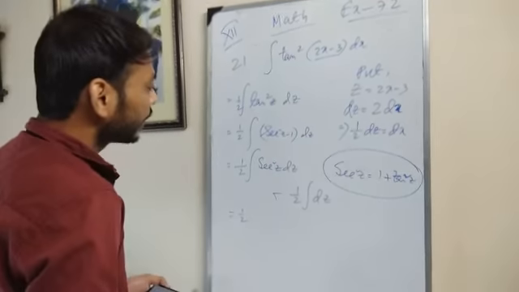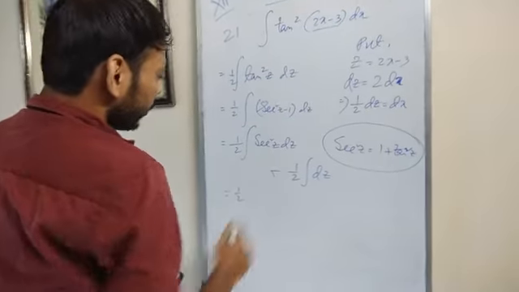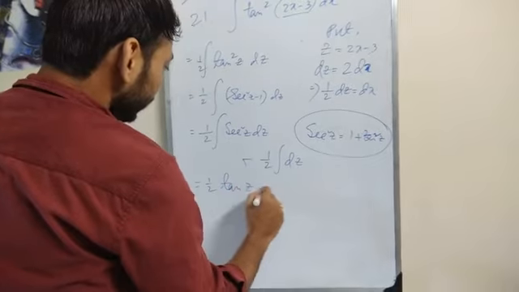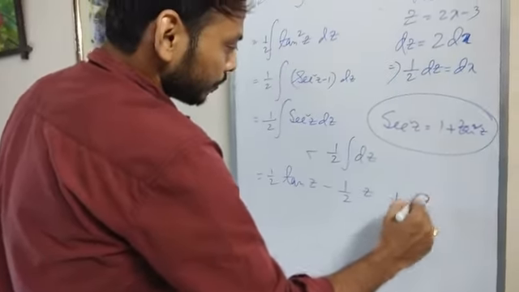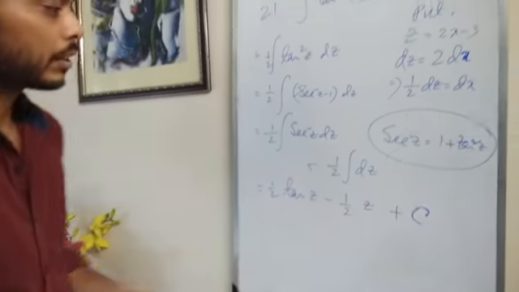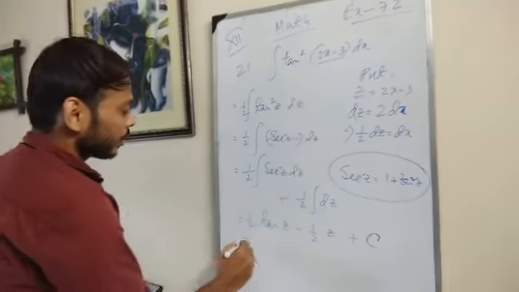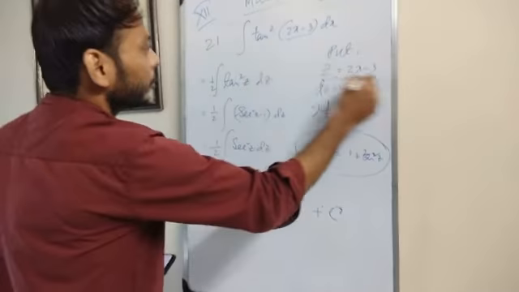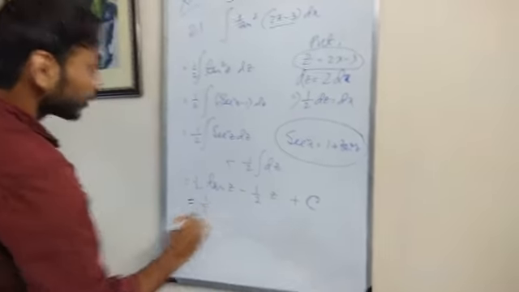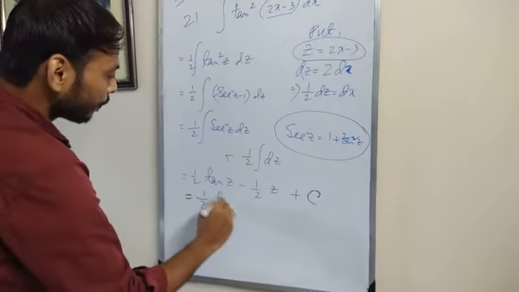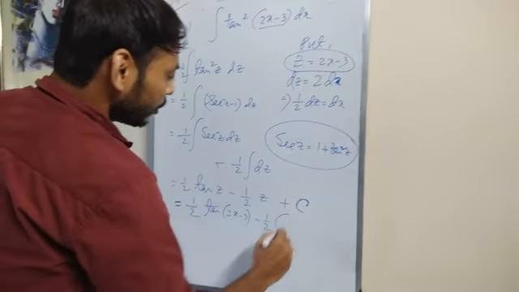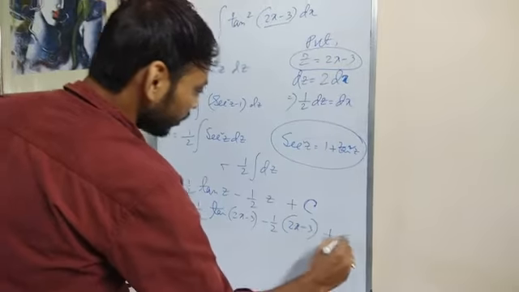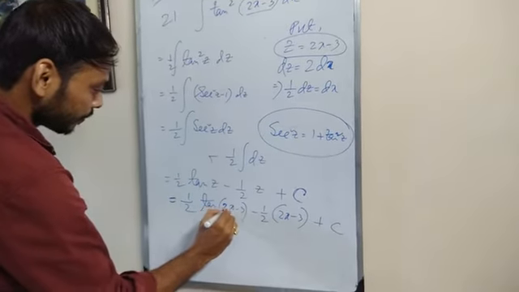Now after doing the integration we get 1 by 2 tan z minus 1 by 2 z plus c. C is the integrating constant, you have to write the integrating constant c here. Now we put the value of z here and get the result. So 1 by 2 tan of (2x minus 3) minus 1 by 2 within the bracket (2x minus 3) plus c. So this is the question number 21.